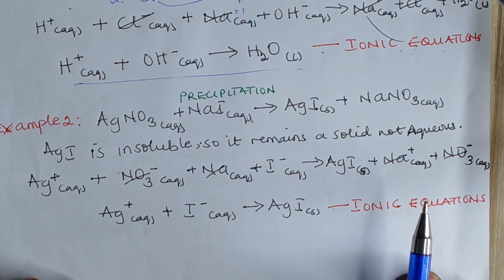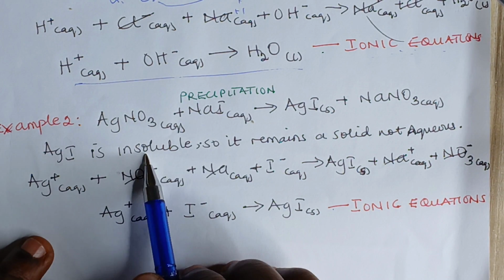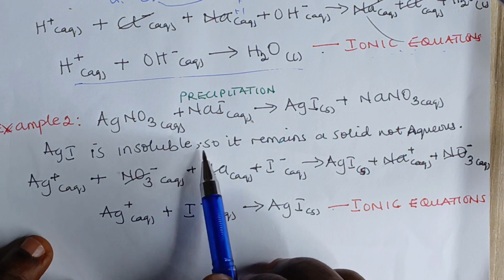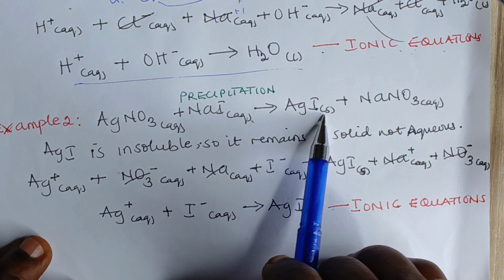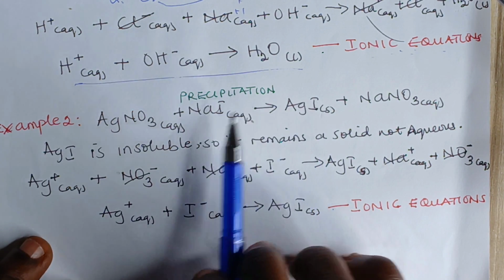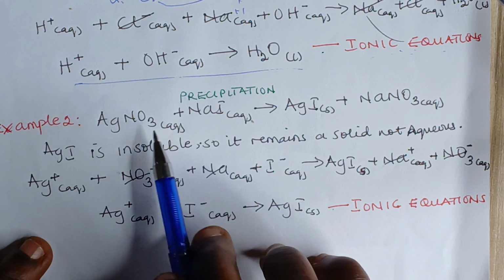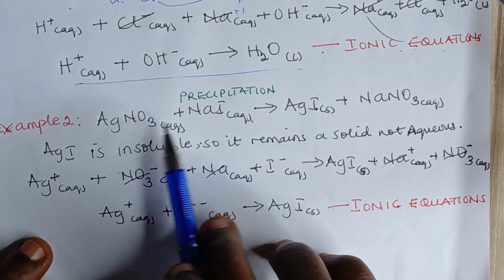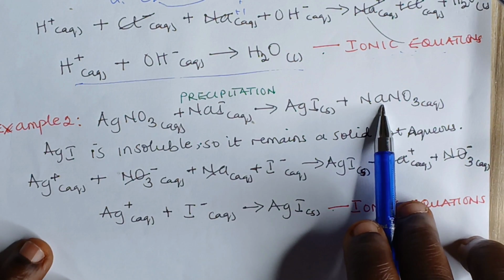and sodium iodide to give silver iodide and sodium nitrate. Silver iodide is insoluble, so it remains a solid, not aqueous. But sodium iodide is soluble, because all salts of sodium are soluble. Silver nitrate is soluble, all nitrates are soluble, so sodium nitrate is soluble.